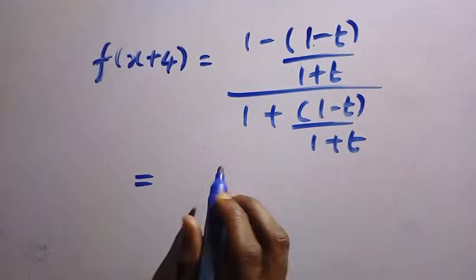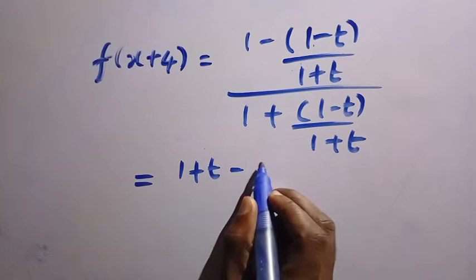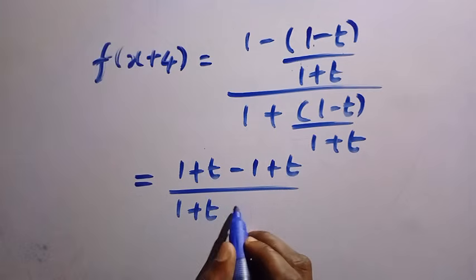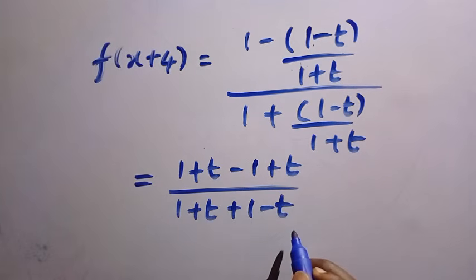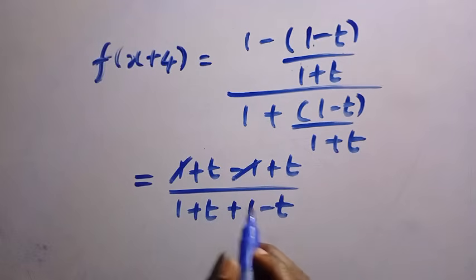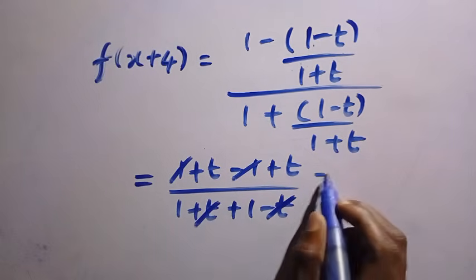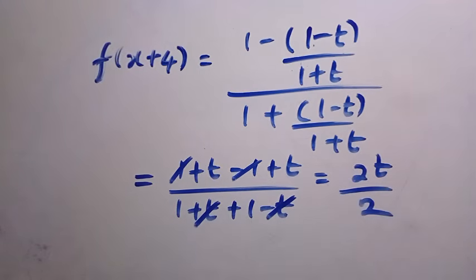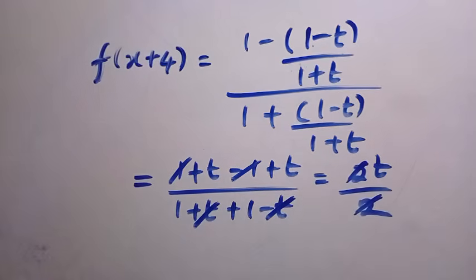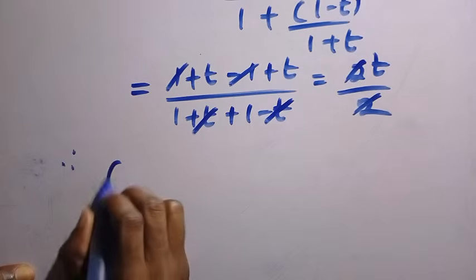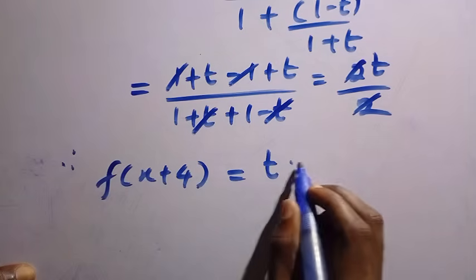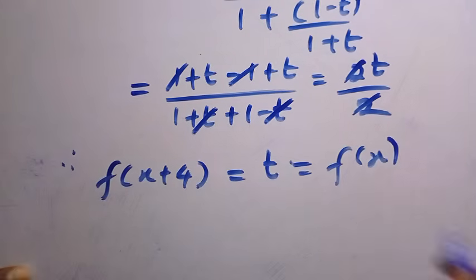So we have (1 + t - 1 + t) divided by (1 + t + 1 - t). Here 1 cancels 1, and t cancels t, so we have t plus t, that is 2t, divided by 1 plus 1, that is 2. And 2 cancels 2, so we see that f(x+4) equals t, which is f(x).